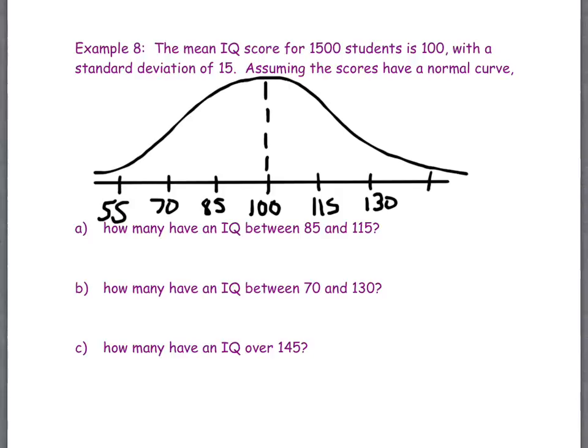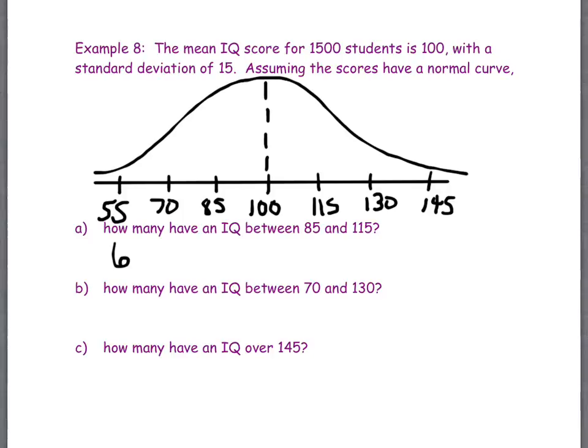One more time. 55 and 145. Okay, so far so good? We don't have any negative values to account for, anything weird in this one, right? It's all positives. It's all good. So the first question is about having an IQ between 85 and 115. So if you go from 85 to 115, what percentage of the values lie there?